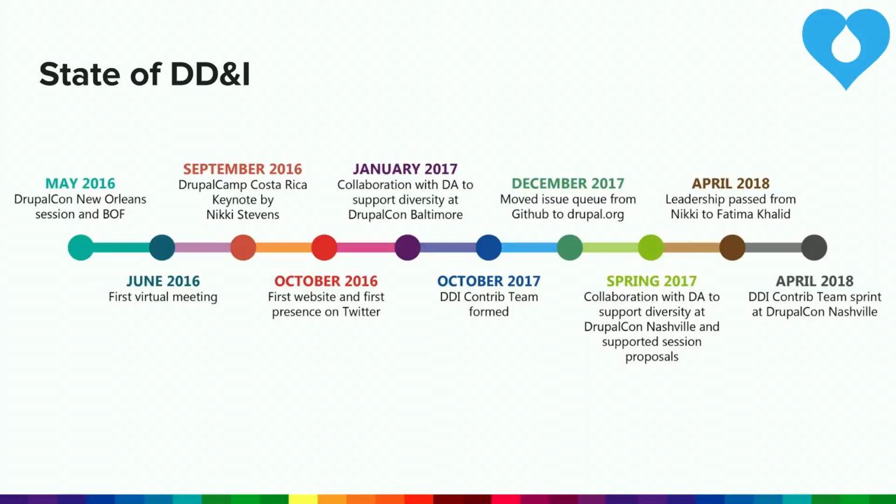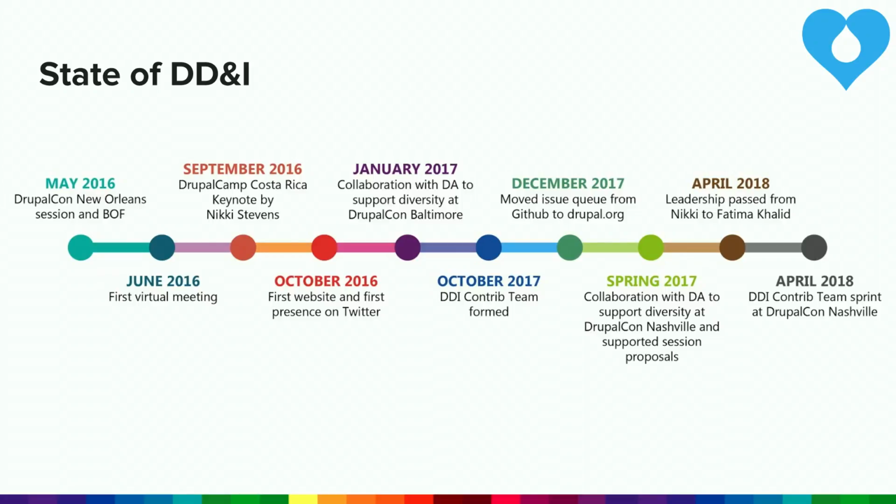Also last year we formed one of our best projects, which I'll talk about in a minute, the DDI Contrib team. When you see DDI, a lot of times we abbreviate Drupal Diversity and Inclusion. So that's what we mean by DDI. It just means us. We're not like a working group or initiative or whatever, we just are DDI. Because we couldn't decide what we wanted to be, basically.